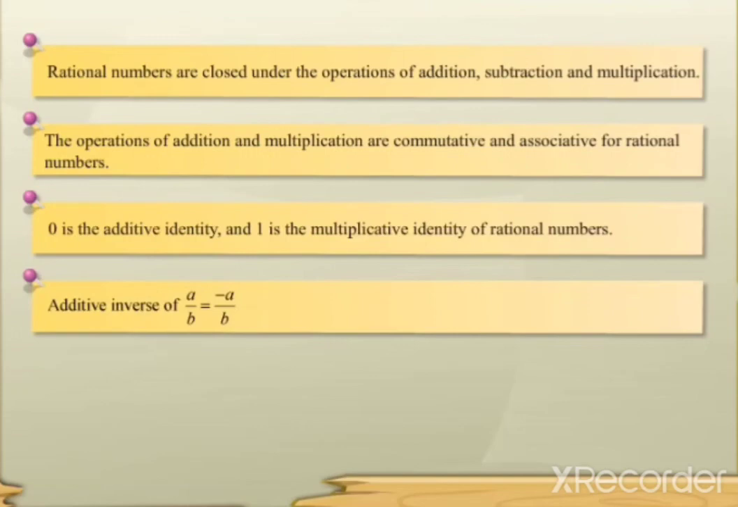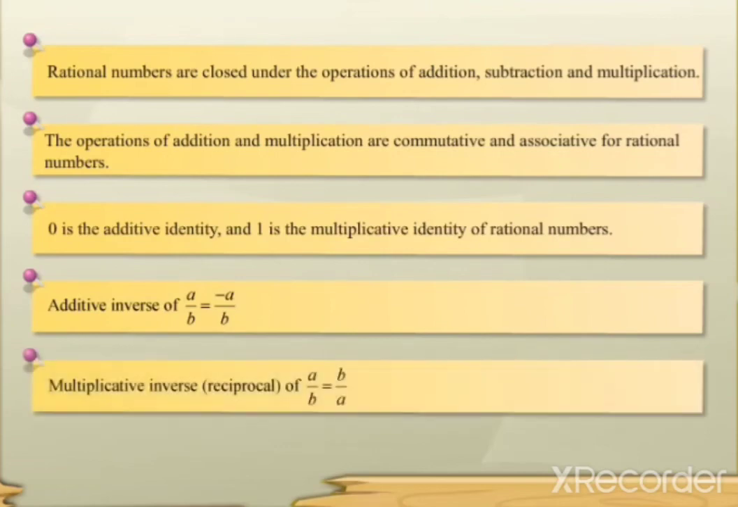For any rational number a upon b, the additive inverse of a upon b is minus a upon b. The reciprocal or multiplicative inverse of a fraction a upon b is equal to b upon a.